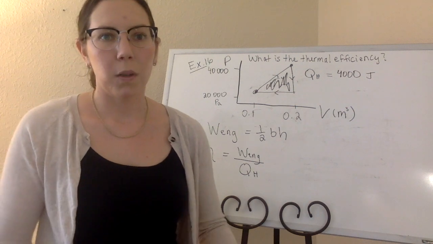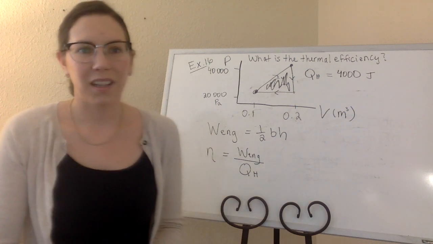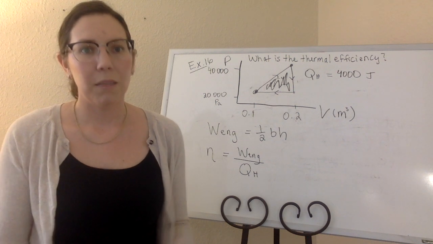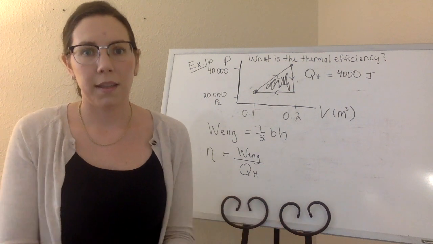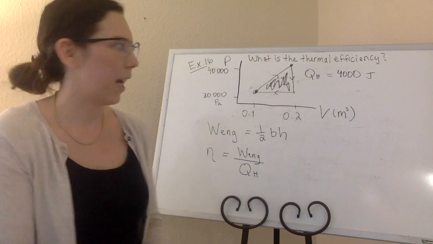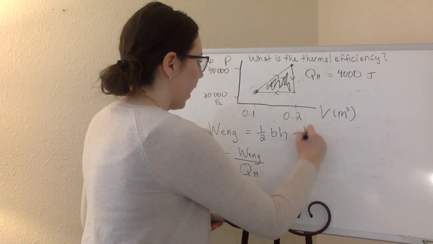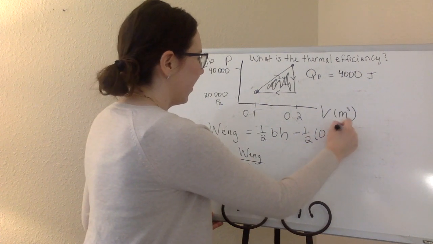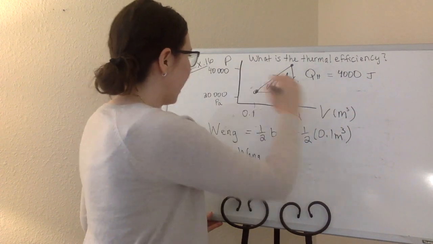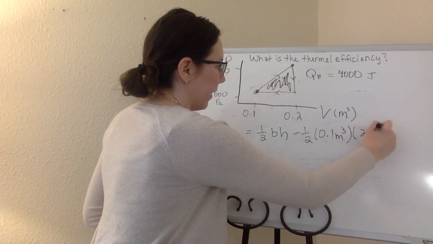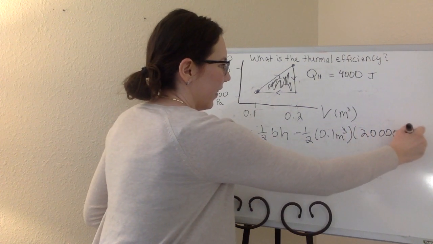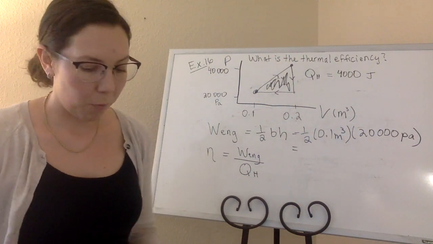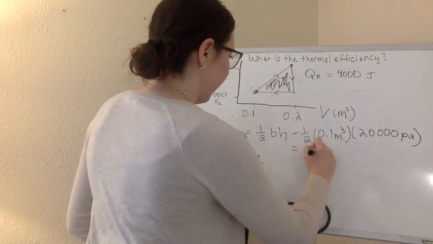So as I was saying, the work done by the engine is the area enclosed by that PV diagram. We can calculate that using simple area formulas if possible, like in this case, so 1/2 base times height. So that will be 1/2, this is only 0.1 for the width here, 0.1 meters cubed, times the height, which is 20,000 pascals. And we end up with 1,000 joules there.